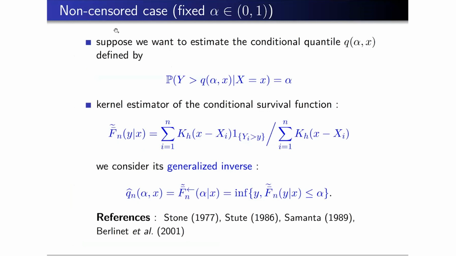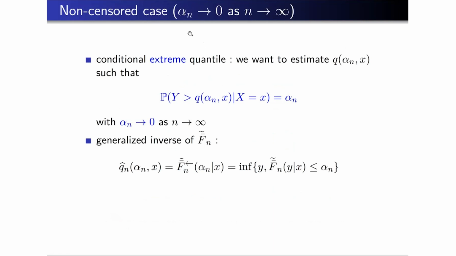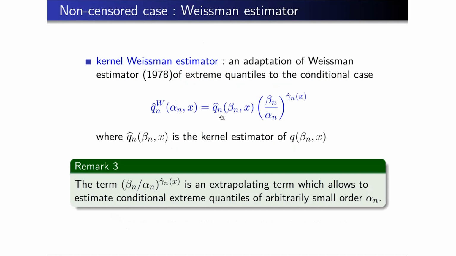Now the next step is to estimate the extreme quantiles, but conditional extreme quantiles, because it depends on x, okay? But when alpha is fixed, this estimate can be given by the classical estimate, right? It is difficult when alpha n goes to 0, okay? When alpha n goes to 0, we cannot merely use the classical estimate, but we have to extrapolate. It is what we did here.